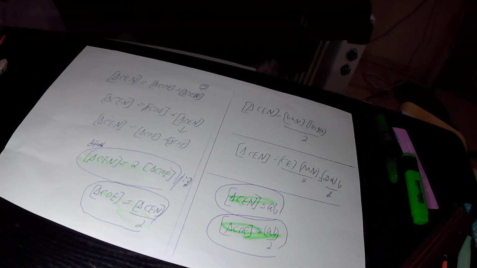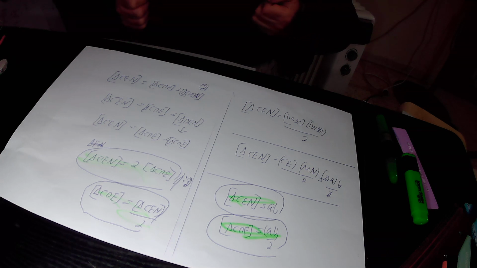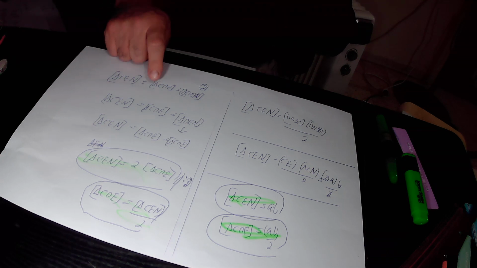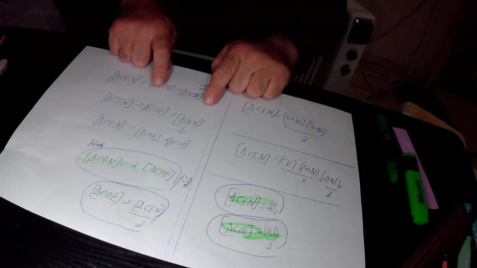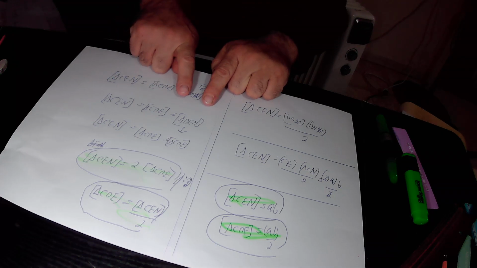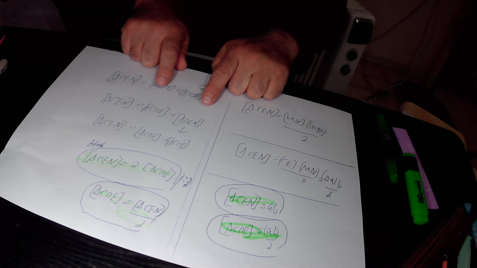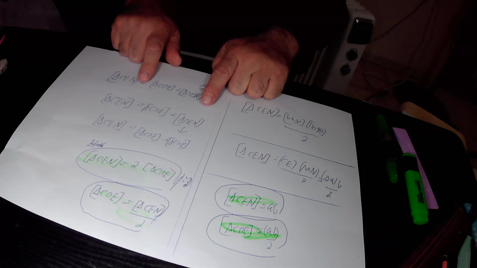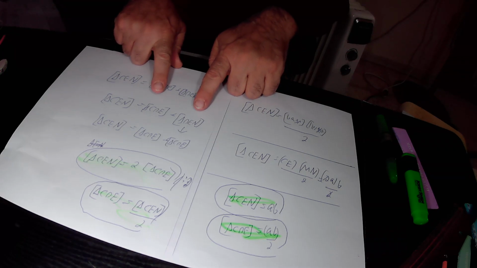So in total, we found out that the area of the big triangle CEN equals the area of the green triangle COE plus the area of the lower triangle OEN, because the area of the big triangle CEN must be equal to the sum of the areas of those two components that it consists of.